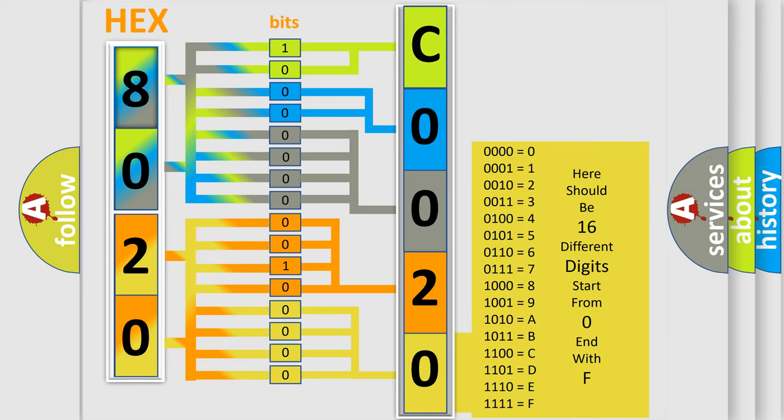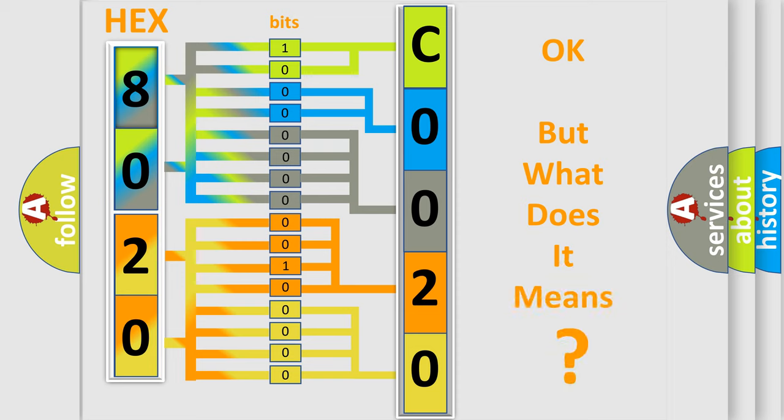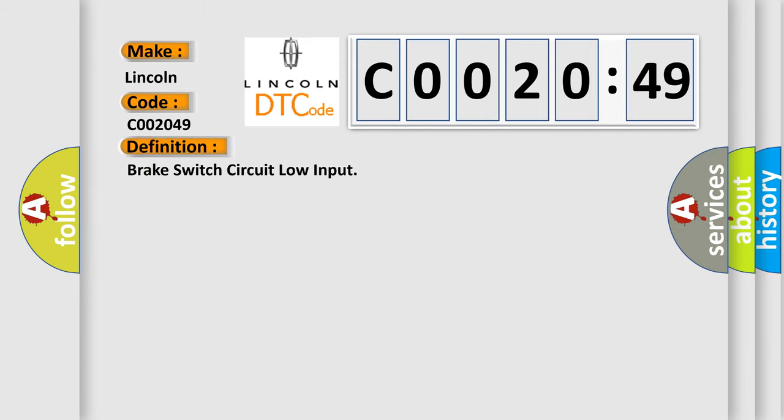We now know in what way the diagnostic tool translates the received information into a more comprehensible format. The number itself does not make sense to us if we cannot assign information to what it actually expresses. So, what does the Diagnostic Trouble Code C0020-49 interpret specifically for Lincoln car manufacturers? The basic definition is brake switch circuit low input.